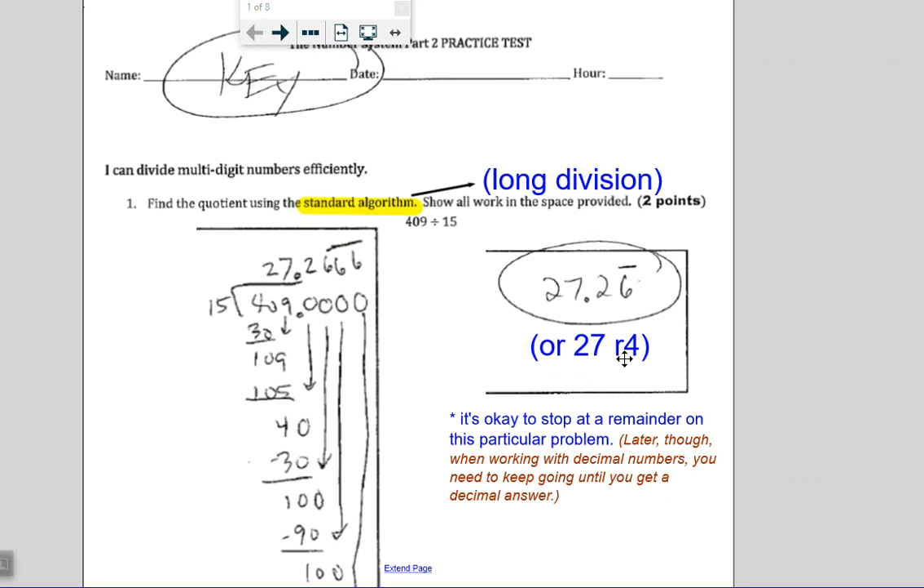So for this one right here, I would accept both of these. I would accept 27 remainder 4. Or if you were using decimals, I would accept 27.26, and then you put a bar over the 6 because that's what's repeating, right? That 6 will keep happening because 15 keeps going into 100 6 times, and then another 100 6 times, and that's where it repeats. So that's how number 1 turns out. Again, remainders were okay for a problem like that.